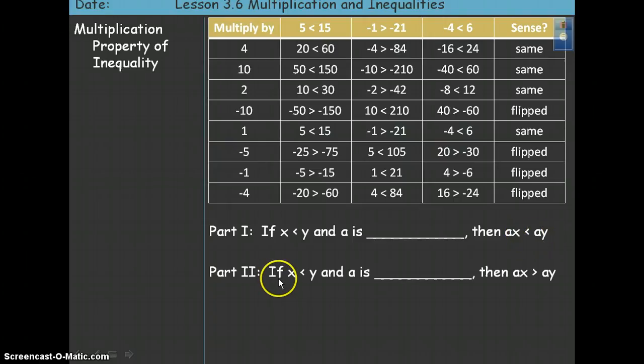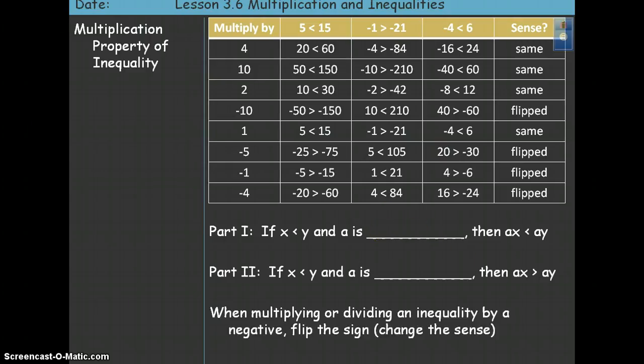Part 2 deals with another option. If x is less than y and a is blank, then a times x is greater than a times y. Taking a look at our chart, the only time that a multiplication affects it is if the multiplication factor is positive or negative. The negative will change the sense, and the positive will not.